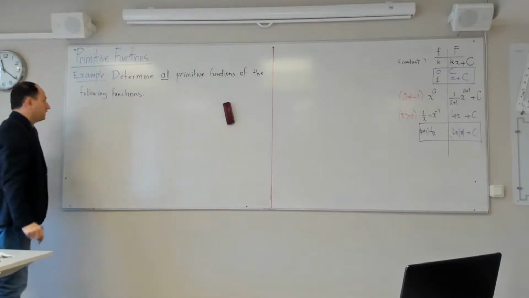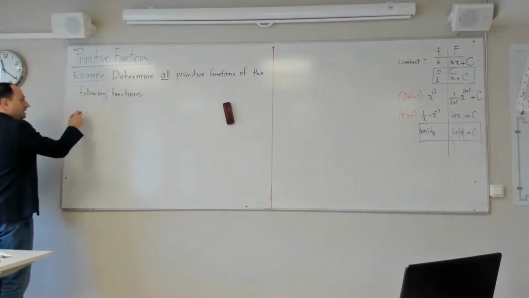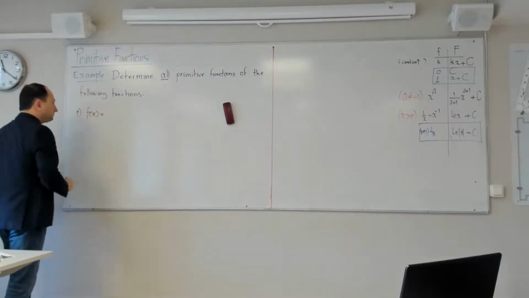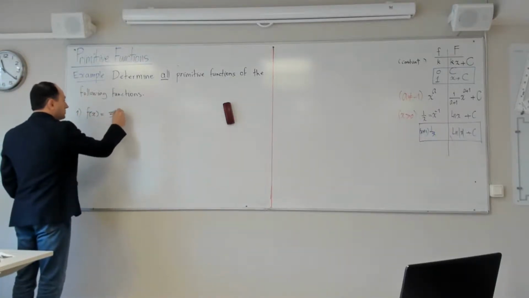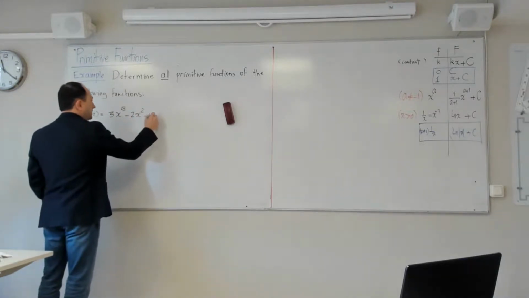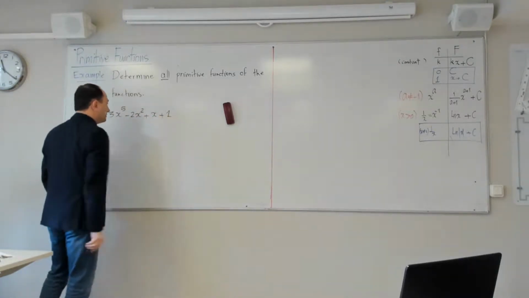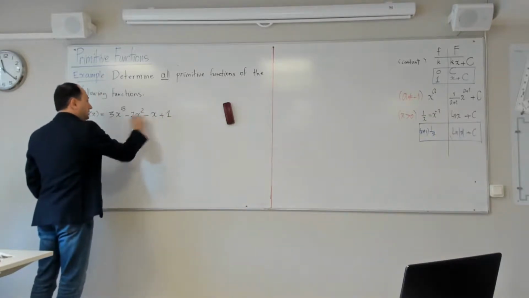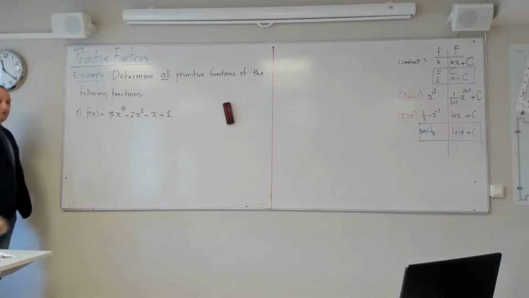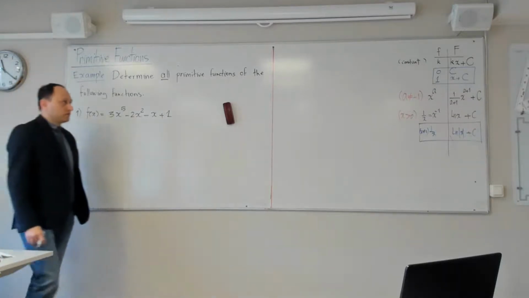Let me start with a very simple one, exactly at the E level of Math 3C. f of x is equal to 3x to the power of 5 minus 2x squared plus x minus 1. Let me put plus 1. Let me make this one negative.